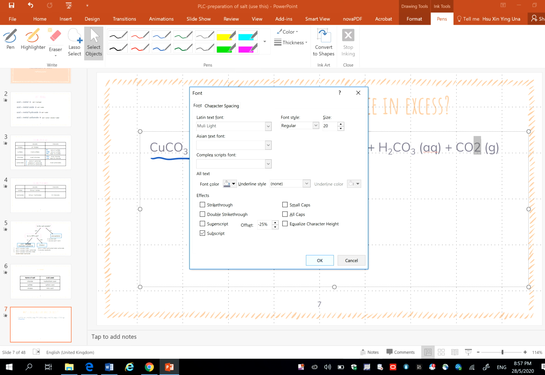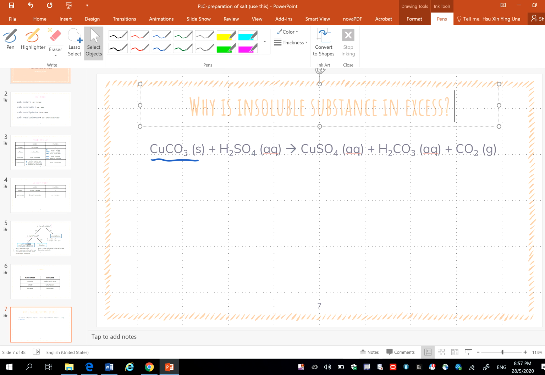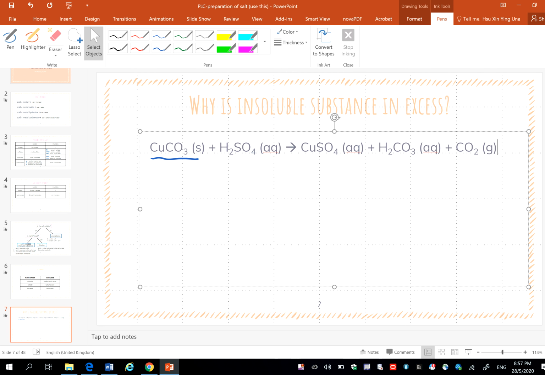Okay, so if you pay attention, when I want to do this reaction, I also need to make sure that I only obtain my pure copper 2 sulfate. So what I can do is keep this in excess, so I can ensure that all the acid has been reacted. This means that the purpose of making sure the insoluble reactant is in excess is to make sure that all my acid is completely used up in the reaction. Okay, why is that so?